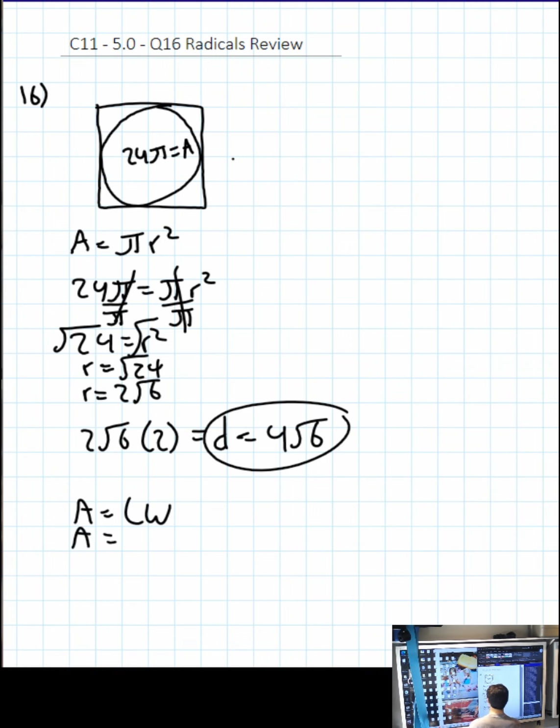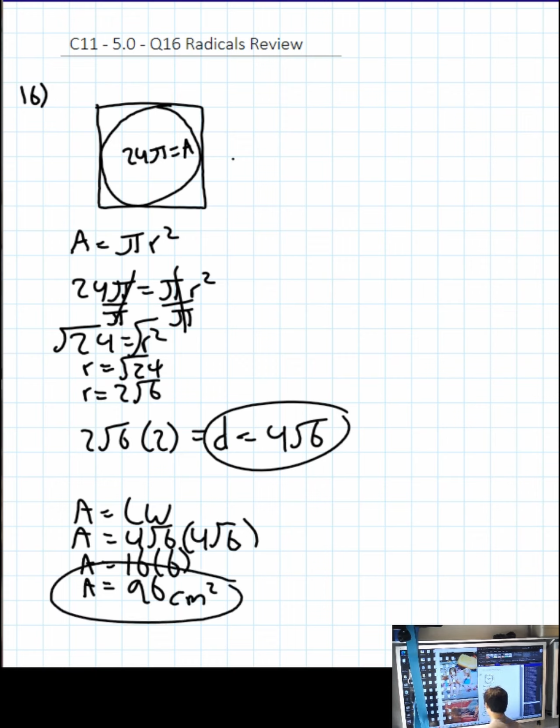A equals 4 root 6 times 4 root 6. And therefore, A equals 16 times 6, and 16 times 6 is 96. So we can get our units in there, centimeters squared. We can circle our answer, and now we have to find the perimeter.